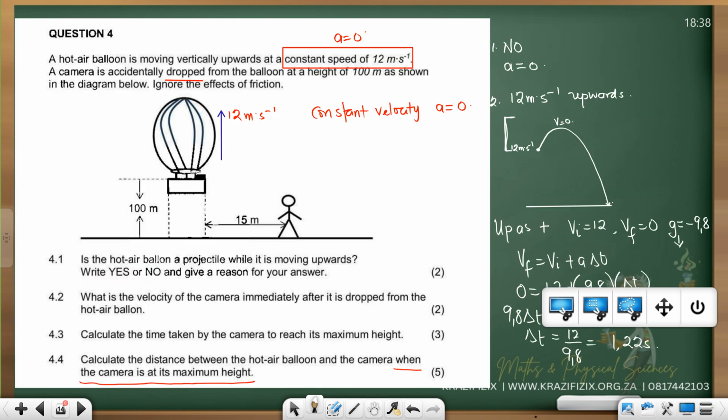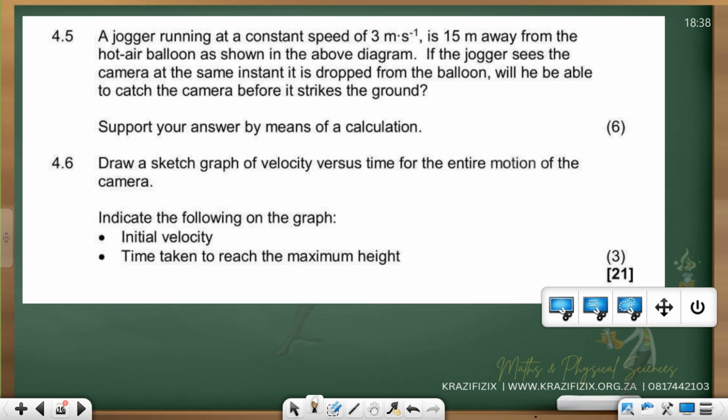Meanwhile, the jogger, Junior. Let's see, what do we know about this Junior guy? A jogger running at a constant speed of 3 meters per second, but 15 meters away. Sir, should you also consider the time it took for the camera? No, that is what we mean by displacement now. We don't consider that time. That's why it's a vector quantity.